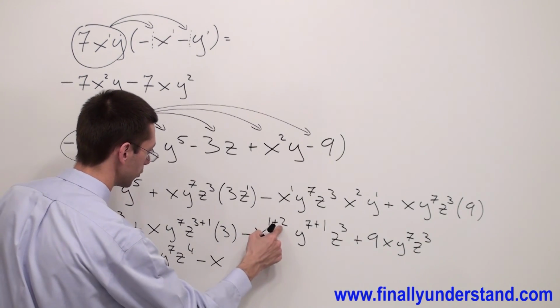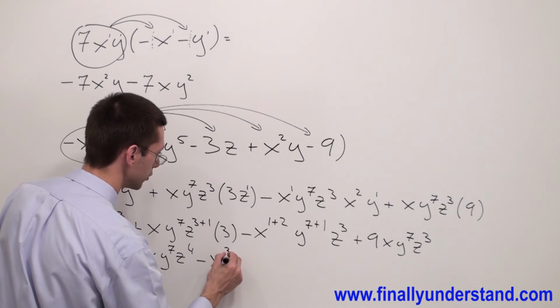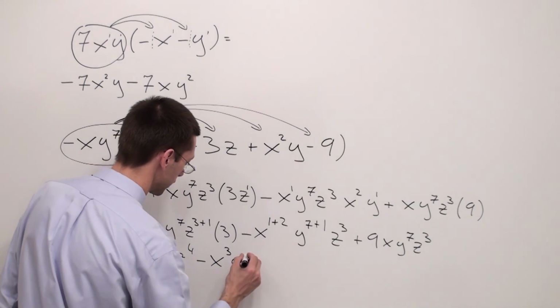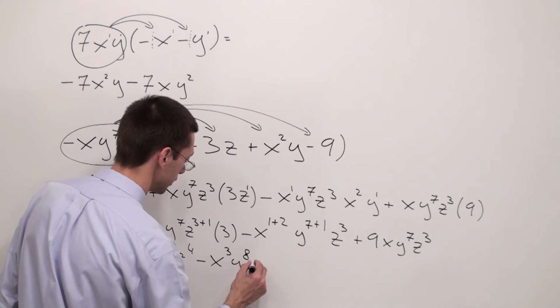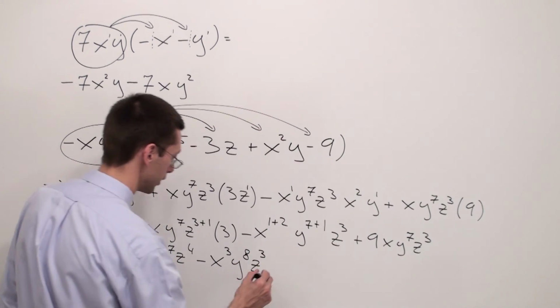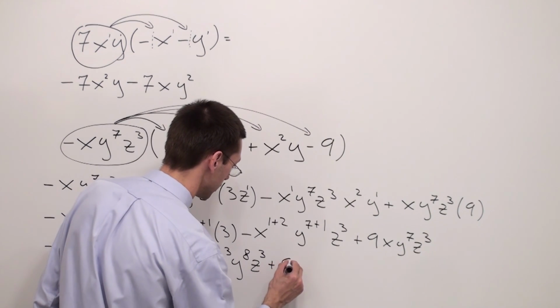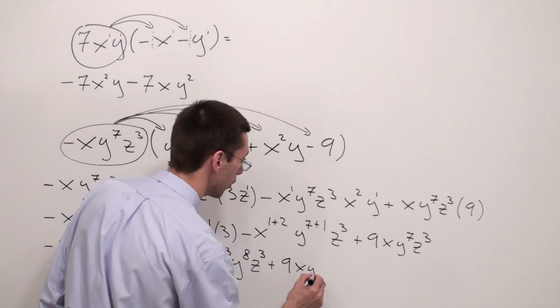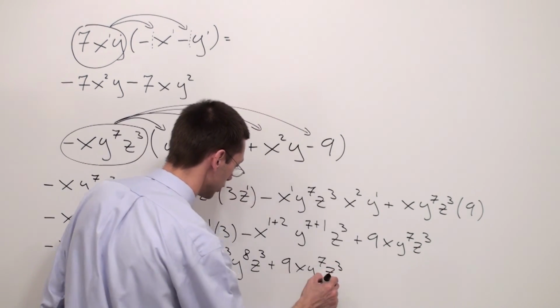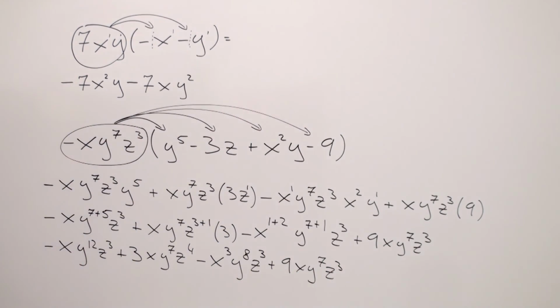x, 1 plus 2 gives me 3, y, 7 plus 1 gives me 8, z to the third, plus 9x y to the 7 z to the third. This is the solution to my problem.